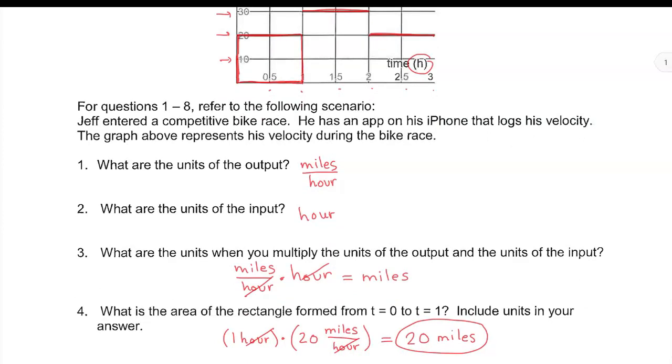If Jeff is riding his bike for an hour and he's going 20 miles an hour, how far has he actually traveled? Well, obviously he's traveled 20 miles if he's traveling 20 miles an hour the entire time. So this tells us that Jeff has traveled 20 miles in the first hour.